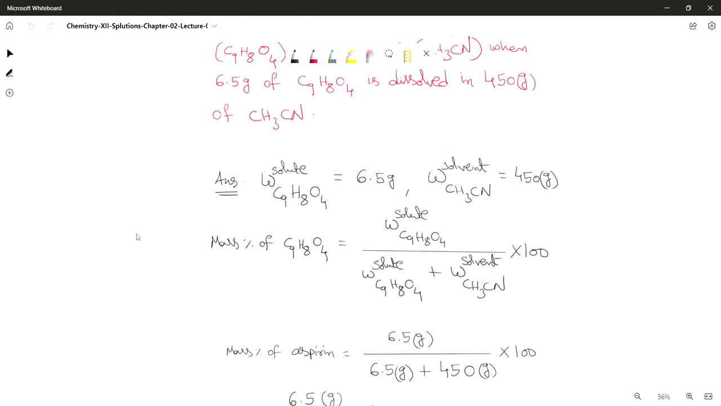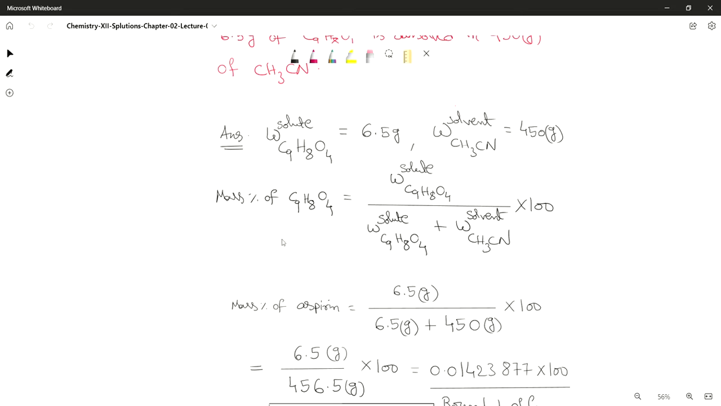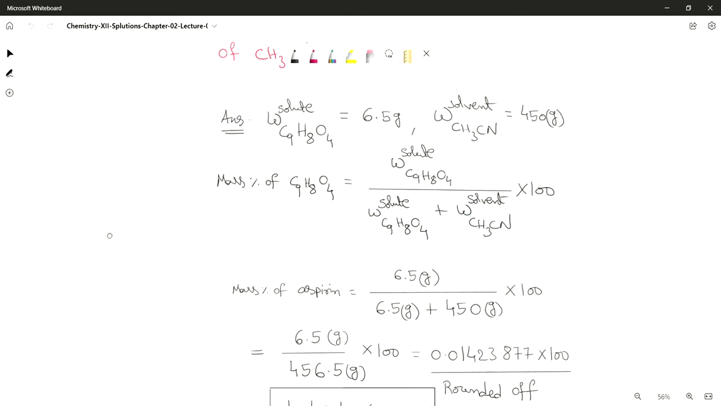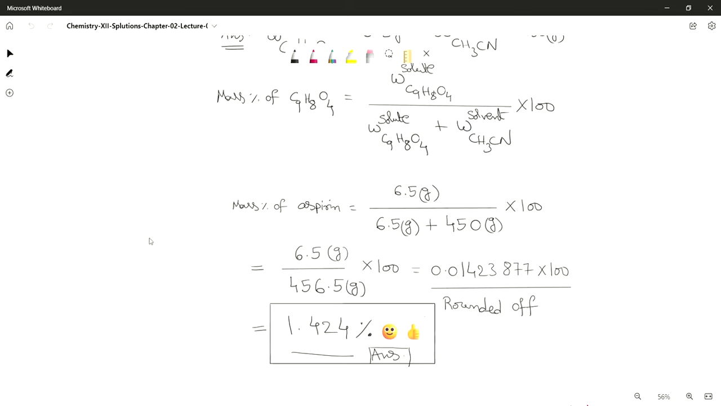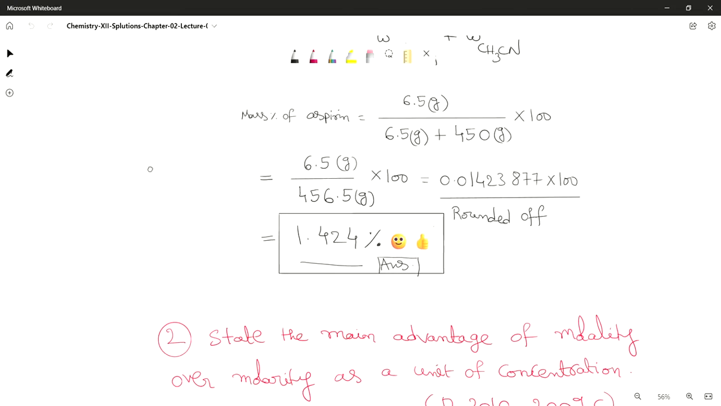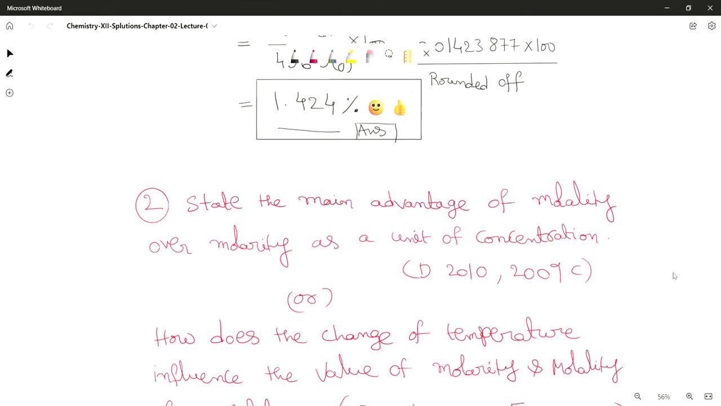6.5 grams is dissolved in 450 grams. Weight of solvent is 450, so the mass percentage of C9H8O4 is weight of the solute divided by weight of solute plus weight of solvent, multiplied by 100. So mass percentage of aspirin is 6.5 grams divided by 6.5 plus 450, multiplied by 100, and when you plug in the numbers, you get about 1.424%, and that's the answer. You can round it off to this much percentage. Okay, fine. Let's go for the next question.